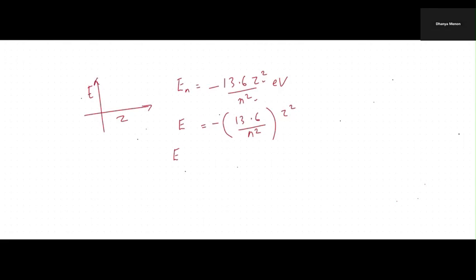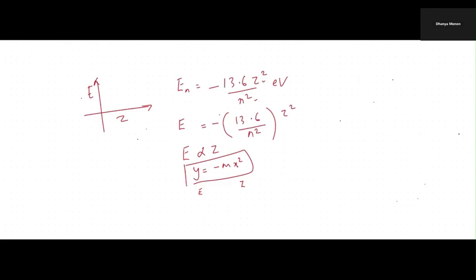Looking at this expression, N is a constant. Energy is proportional to Z square, and the equation comes like this: minus m x square. So the graph is like that of a parabola, where y is represented by E and x is represented by Z. Now this equation is that of a parabola.